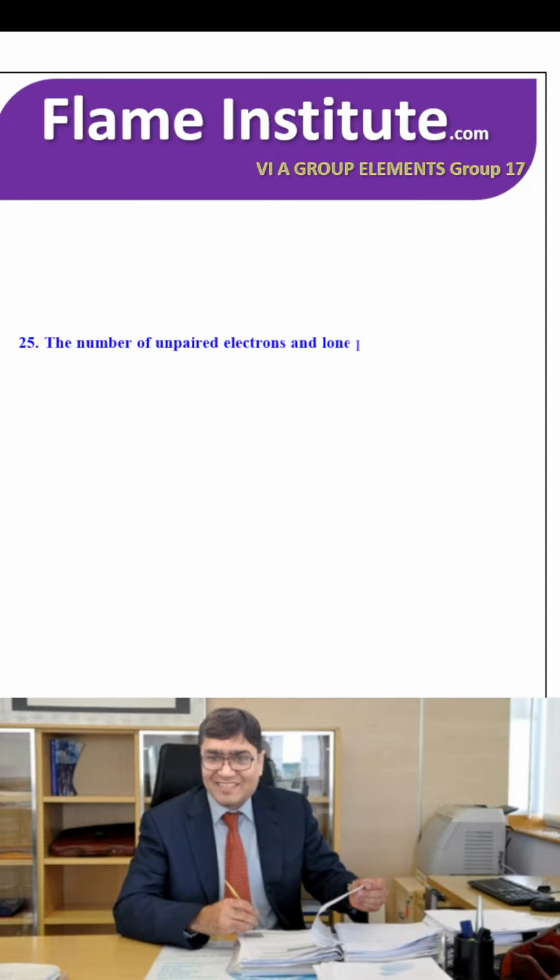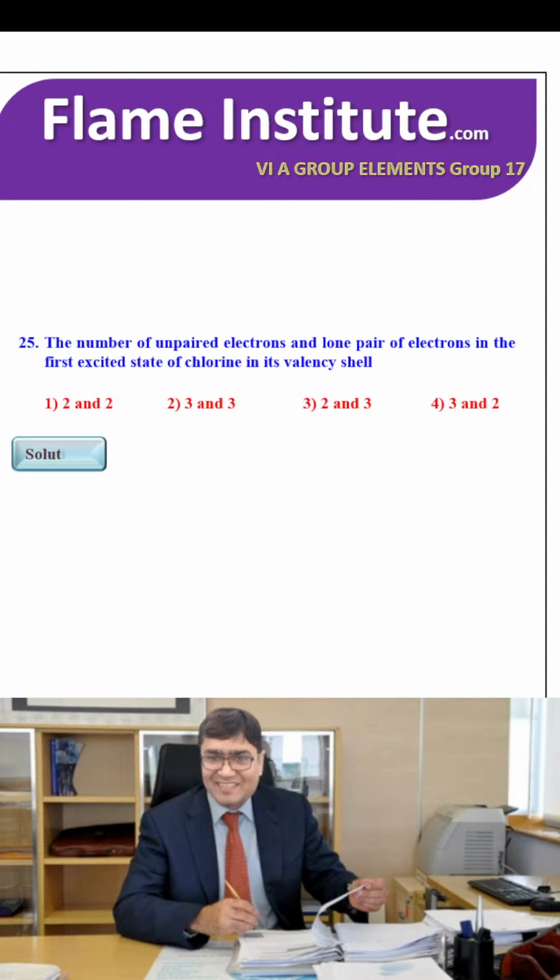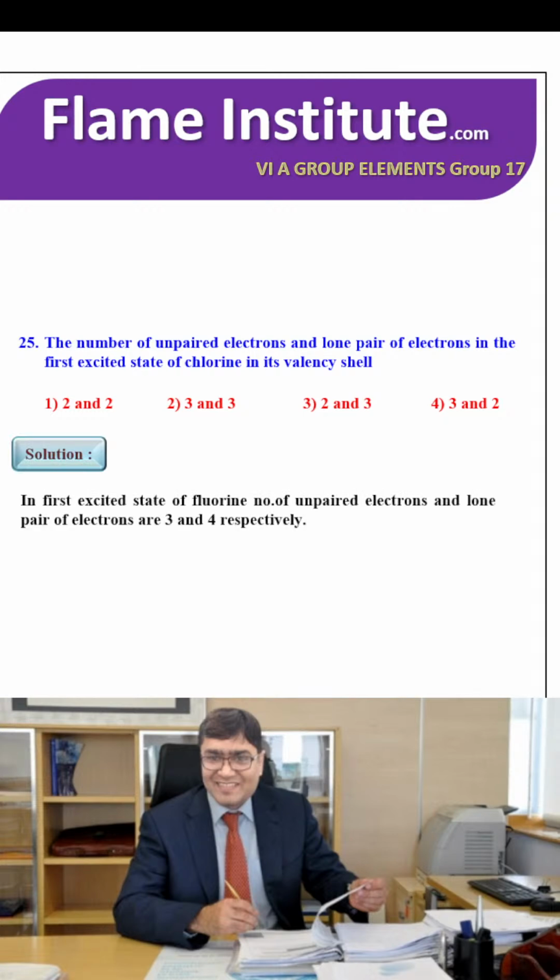The number of unpaired electrons and lone pairs of electrons in the first excited state of chlorine in its valence shell is 2 and 2, 3 and 3, 2 and 3, or 3 and 2. The right option is the first excited state of fluorine. The numbers of unpaired electrons and lone pairs of electrons are 3 and 4 respectively. So the fourth option is the right option.